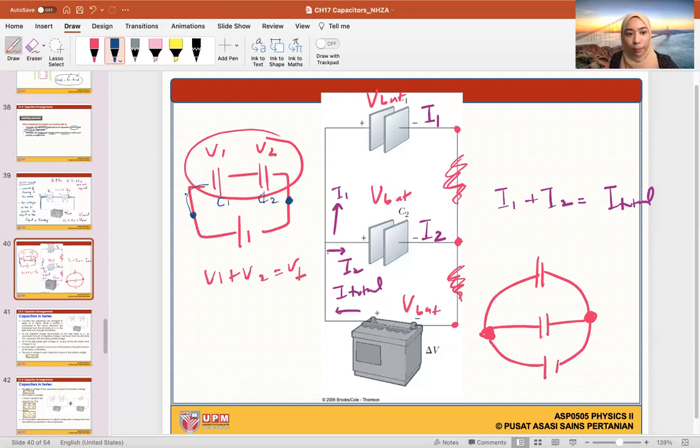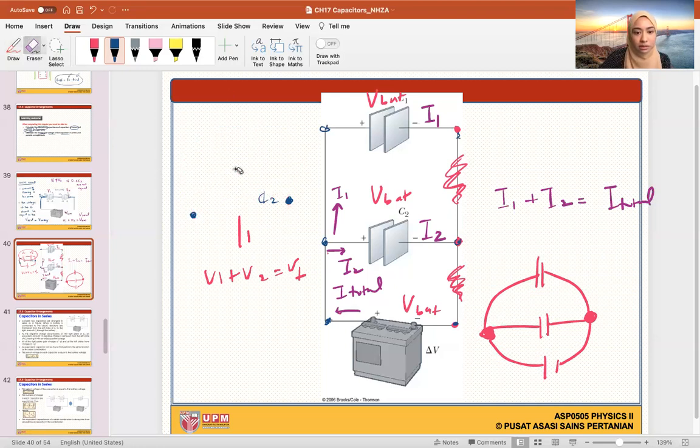Okay, for parallel, the components need to be connected with the two dots. The dot here must be the same as the dot here, the dot here, the dot here, for it to be in parallel. Okay, let me summarize parallel, just like what we have done for series.